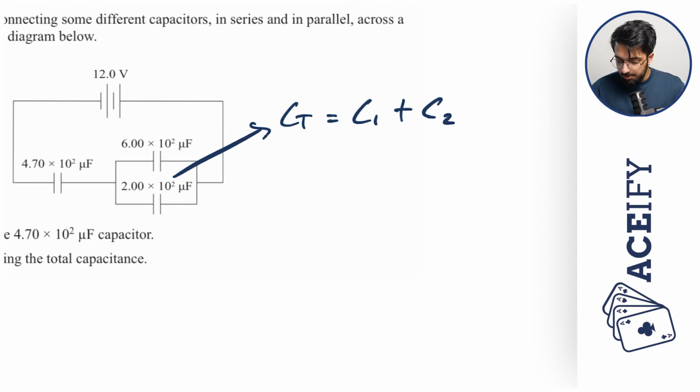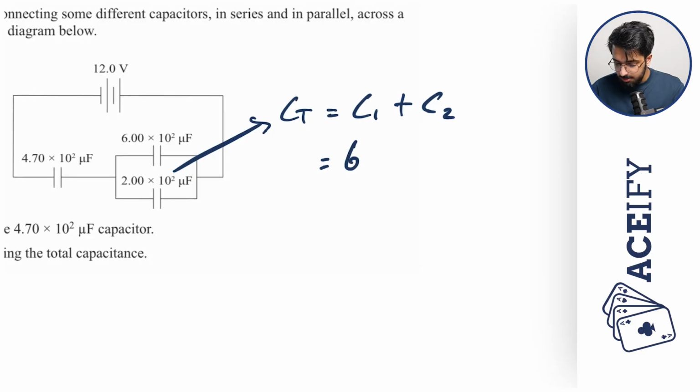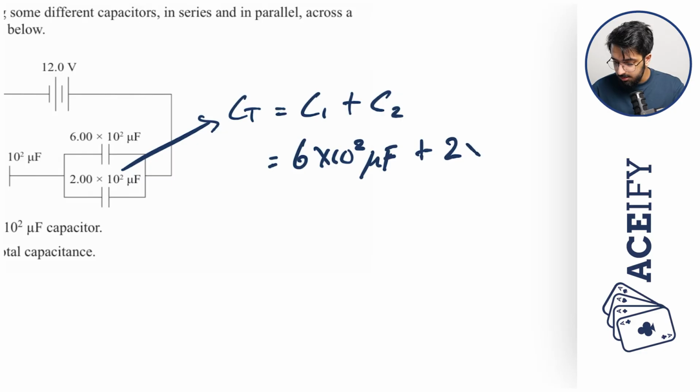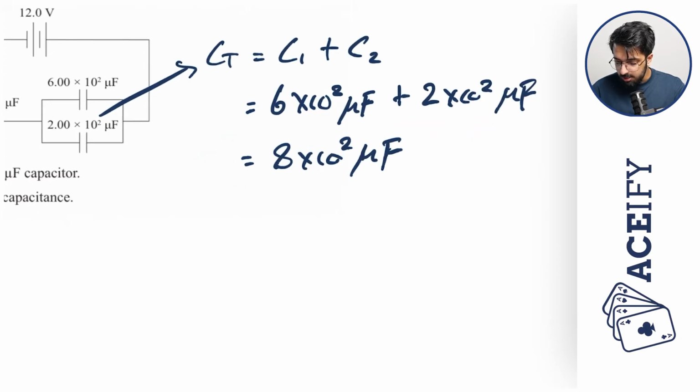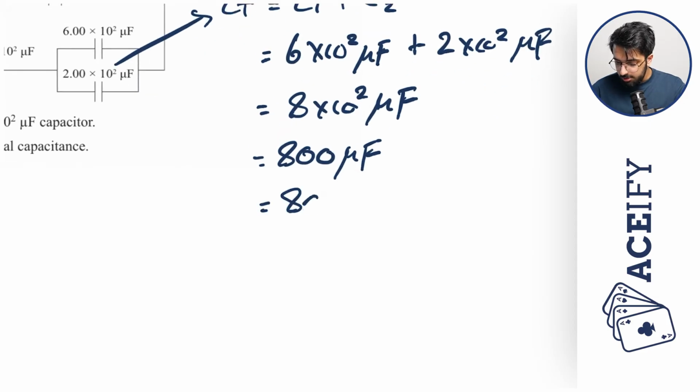But we can add this up and we get 6 times 10 to the 2 microfarads plus 2 times 10 to the 2 microfarads, and so that is equal to 8 times 10 to the 2 microfarads. Just to make things simple, that is equal to 800 microfarads, which is equal to 800 times 10 to the negative 6 farads.